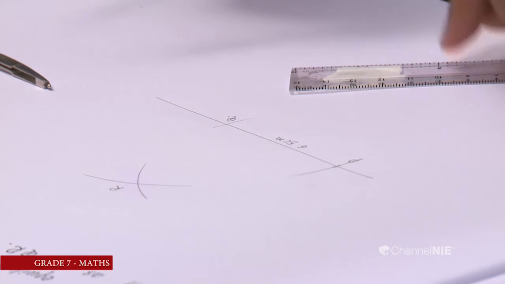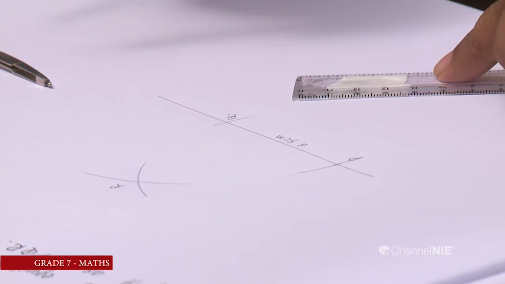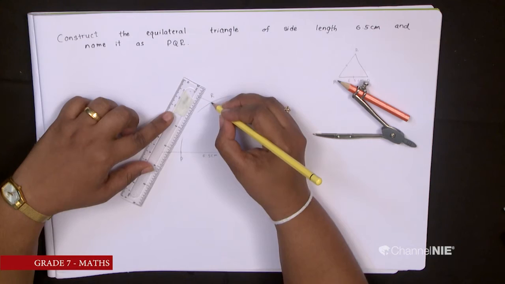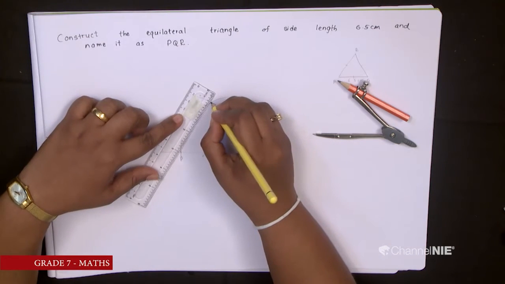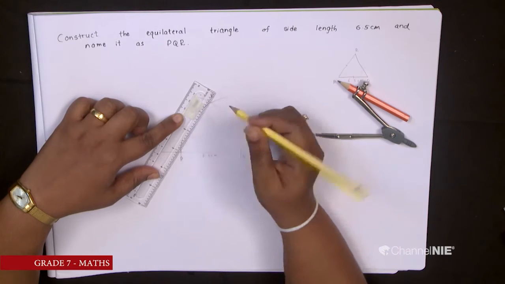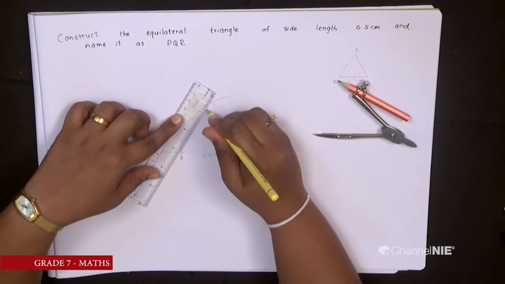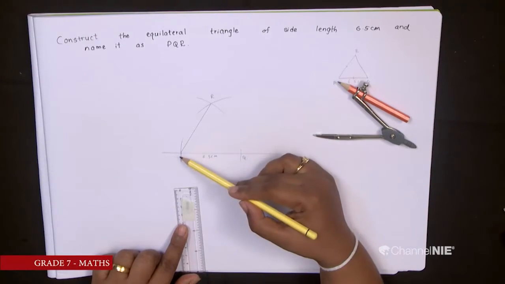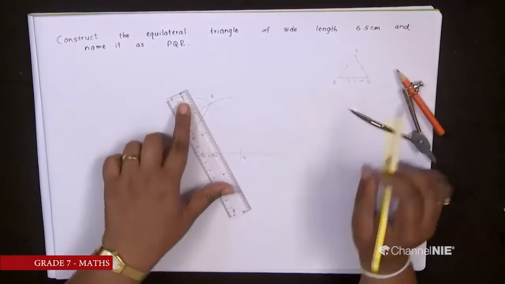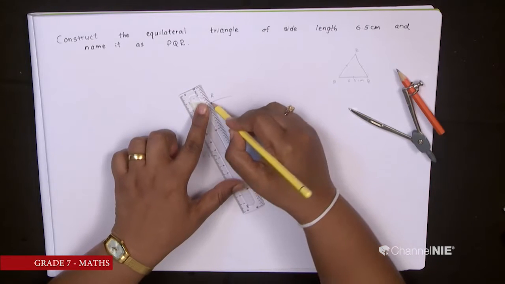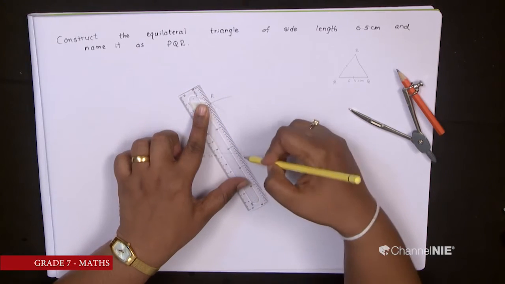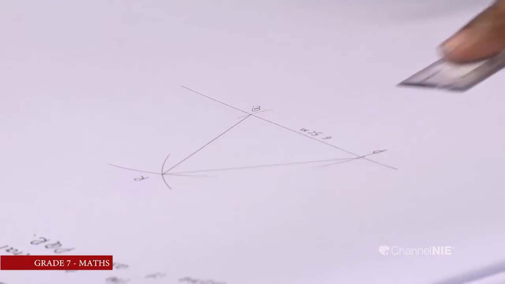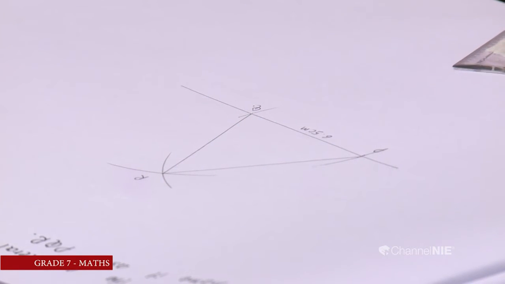The only thing I have to do is join these three vertices. So, I will join the points. First of all, I will join P and R, point P and point R. Now, I have got the straight line segment PR. Then, I will join point P and point Q. And I got the straight line segment PQ.